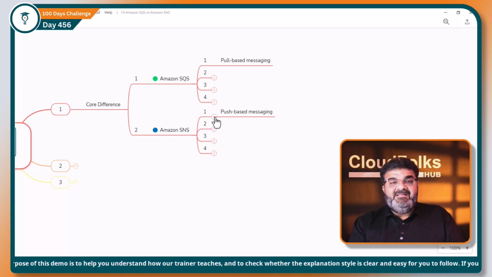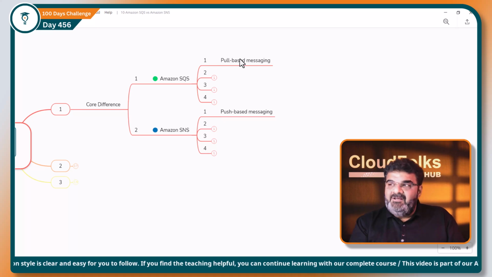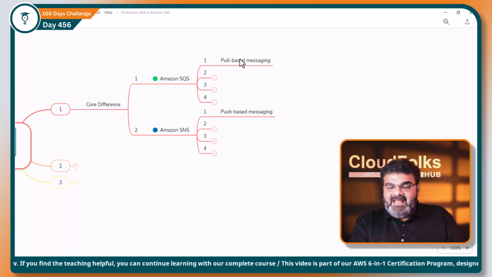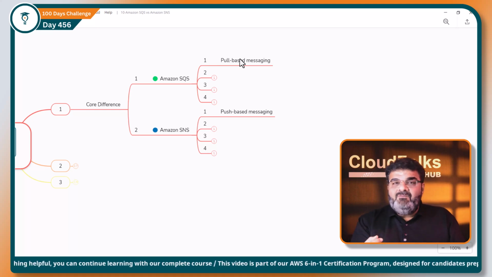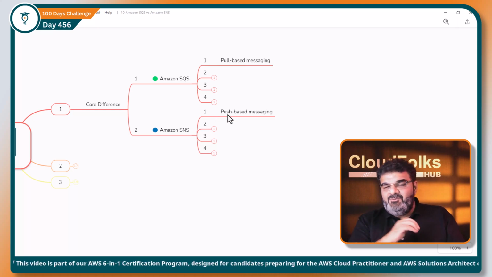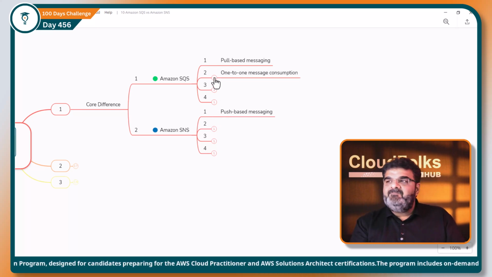Now, SNS is completely different. SNS cannot store messages in a queue. There is no queue in SNS. SNS is directly pushing messages to all the subscribers, right? So with SQS, the message will be stored in the queue, and whenever a consumer wants to process it, it will pull, while SNS will immediately push these messages to all the subscribers. So no storage, no buffering.